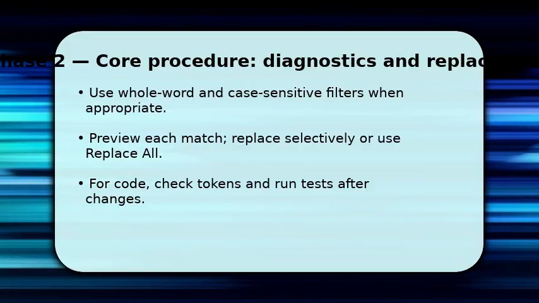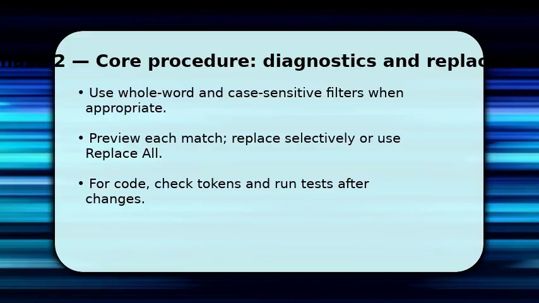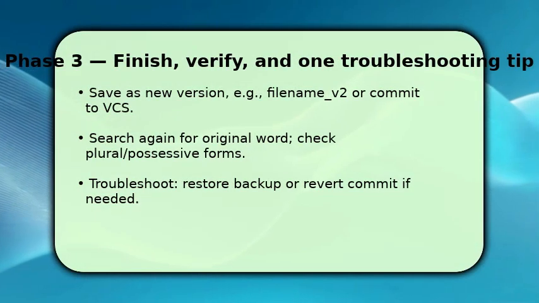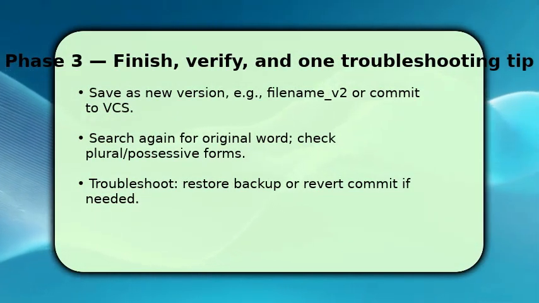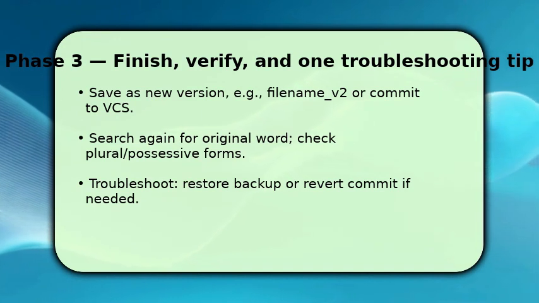For code or structured files, you should run tests or linting now to catch syntax or reference issues caused by renaming. You finish by saving a new version or committing changes to version control so you have a clear checkpoint.